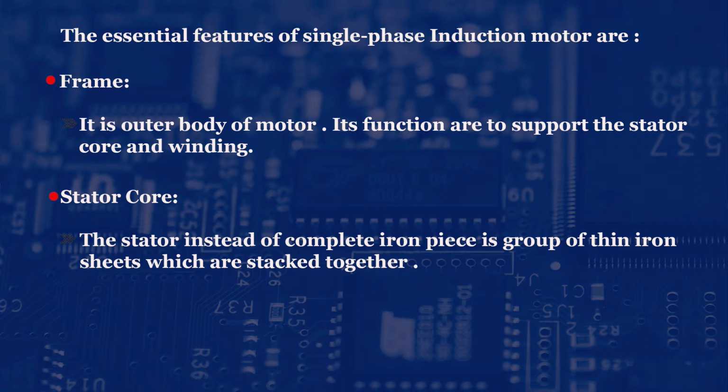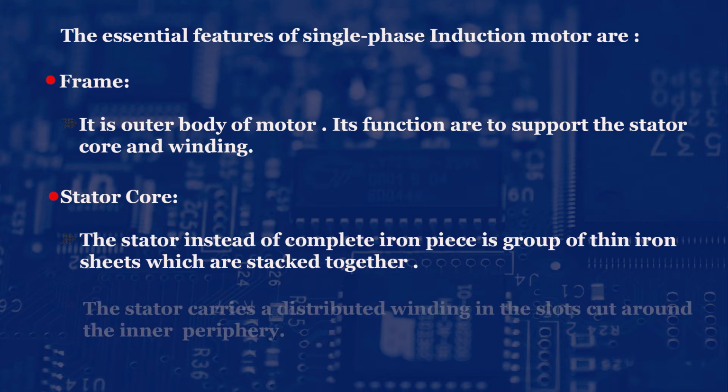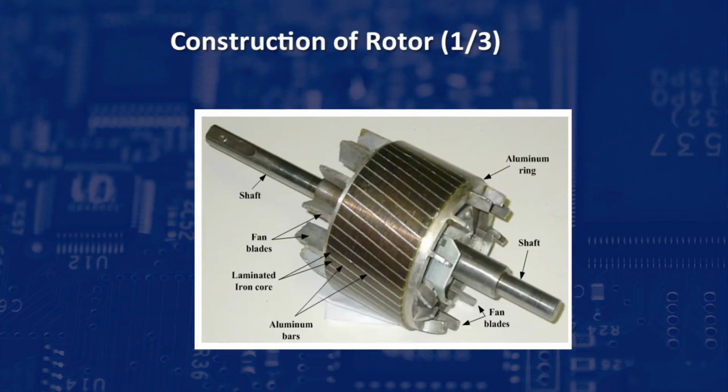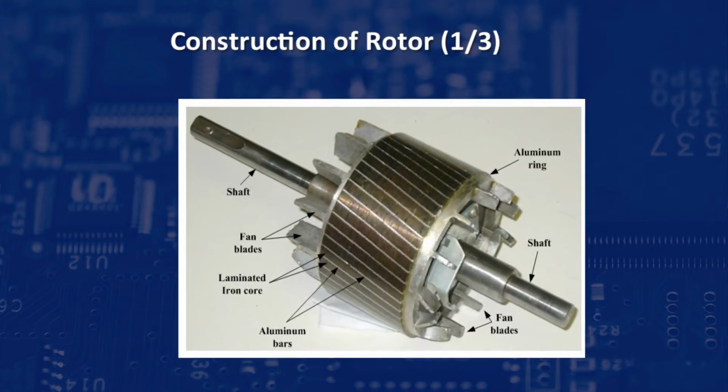Why do we use a stacking method? By this we are able to reduce the iron loss and power loss, and we keep the performance high. Now the stator also carries a distributed winding in the slots which are cut around the inner periphery. This slide shows the view of the rotor.